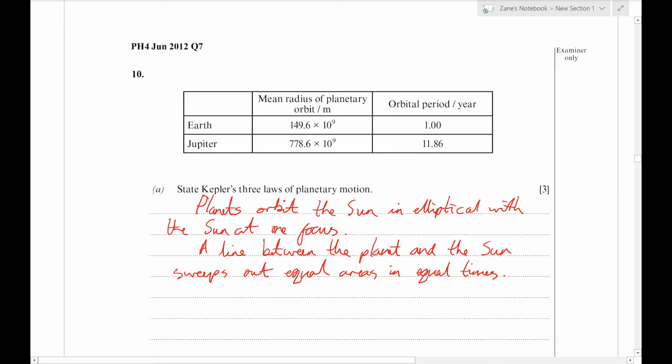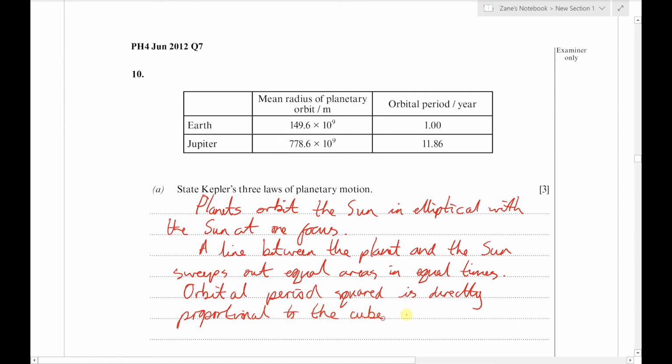And a third law is that the orbital period squared is directly proportional to the cube of the mean orbital radius. Okay, so make sure you learn those.